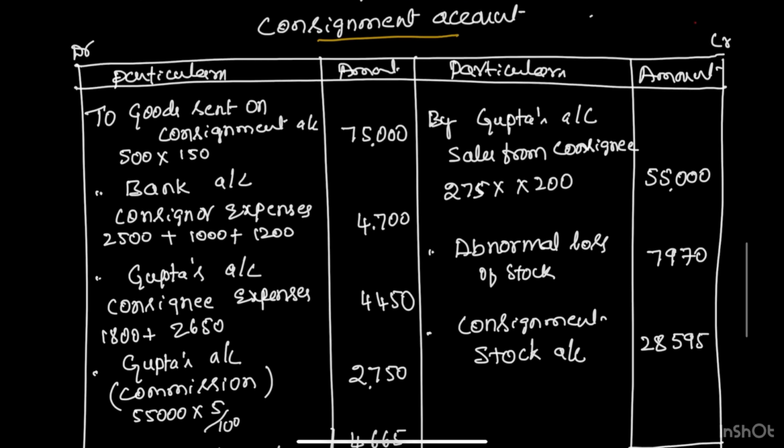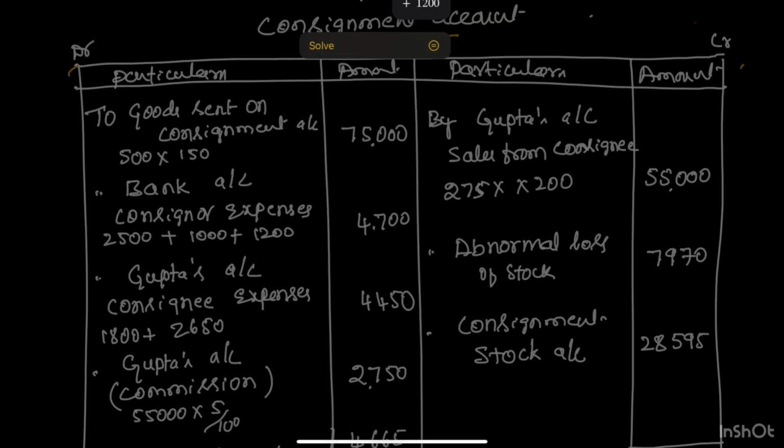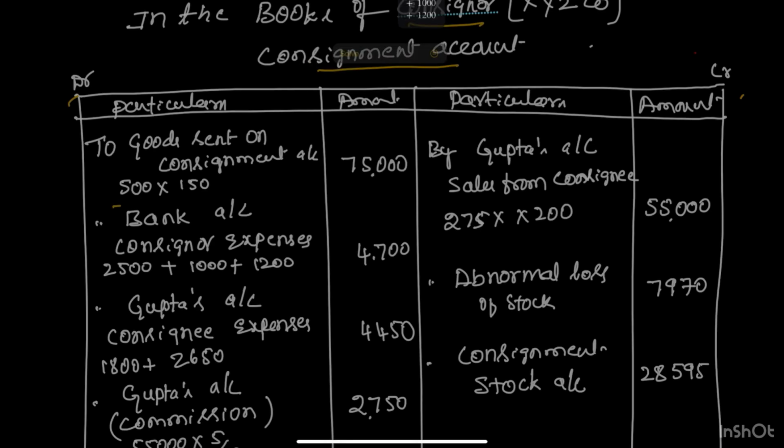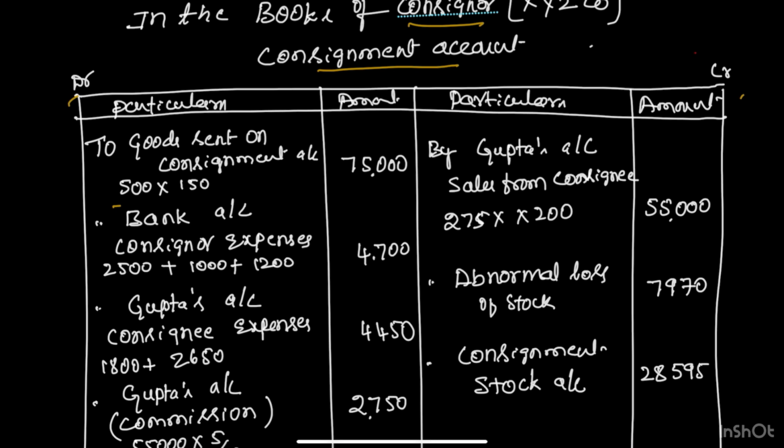So this is the format of consignment account, as usual a ledger account, debit to credit, particulars, amount, so that we have to consider both the sides. Okay. So what items will be recorded in the consignment account? First, on the debit side, we are going to consider goods sent on consignment account. So the goods which have been sent to the Gupta traders are to be considered. So 500 into 150, 75,000.